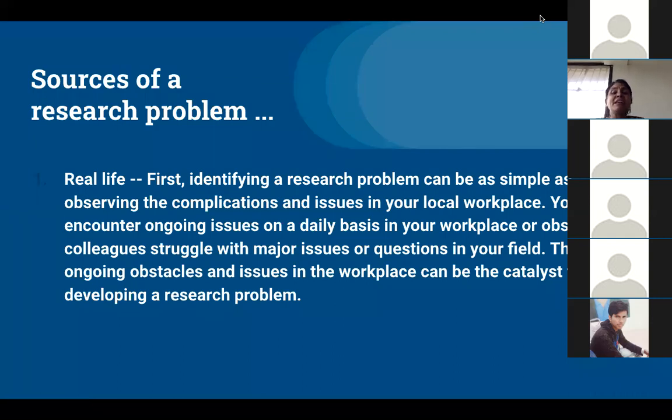Sources are n number. So now when I say this, sources are going to be n number. In the universe there are so many sources, so many problems to research, right?